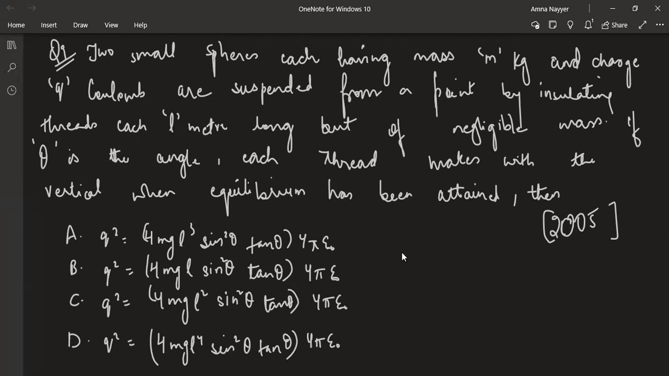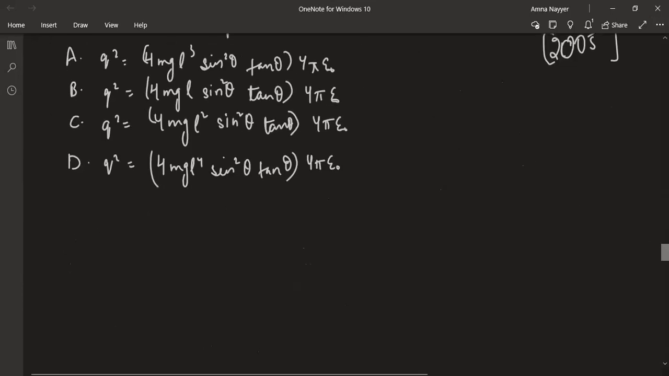Two small spheres, each having mass m kg and charge q coulomb, are suspended from a point by insulating threads, each L meter long, but of negligible mass. Fine. Now theta is the angle each thread makes with the vertical. When equilibrium has been attained, you have to find out the value of q square. So by looking at it, you can easily figure out you have to apply Coulomb's law.